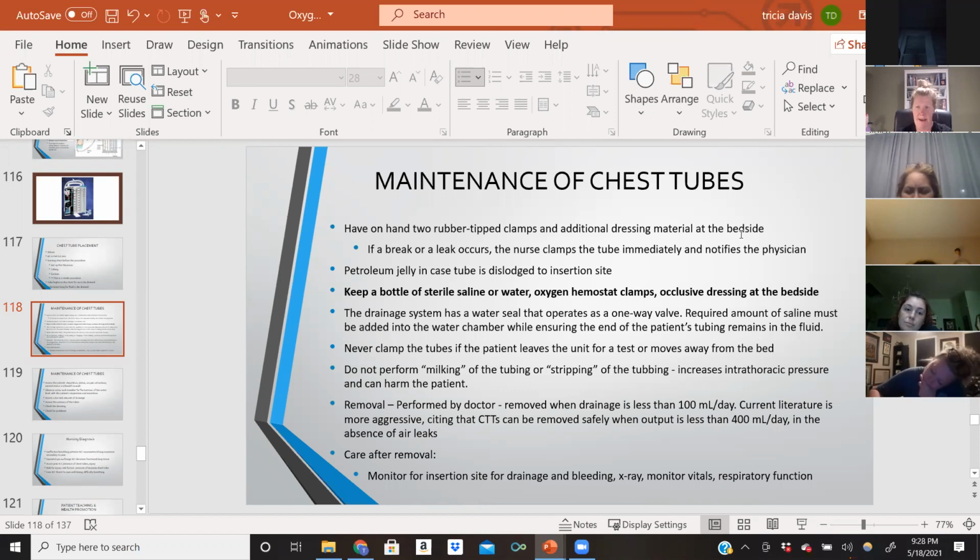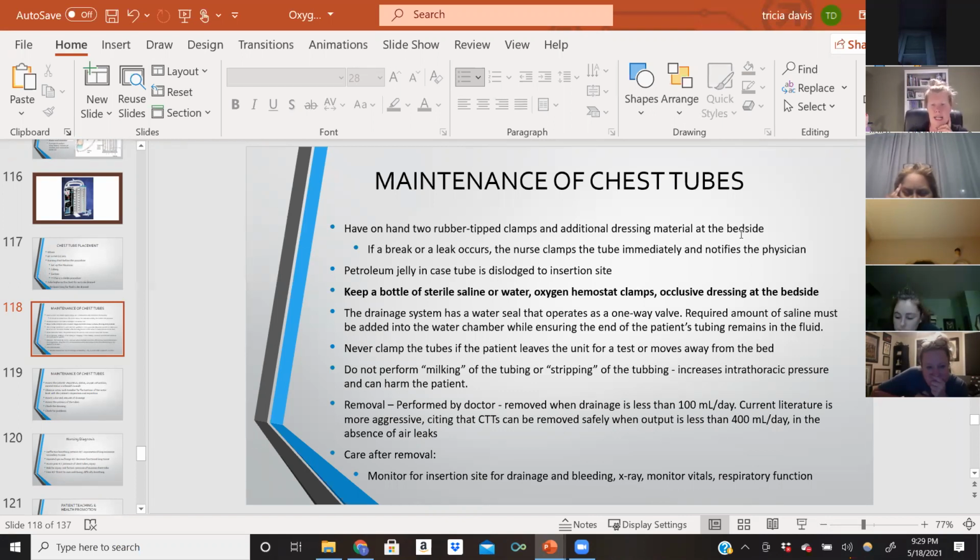Where was I? The drainage system has that water seal. It's going to operate as a one-way valve. So you have to have a required amount of saline added into that water chamber while ensuring that the end of the patient tube of their tubing remains in the fluid. Usually that's all set up. That happens in IR, and it's all done when your patient comes to you.